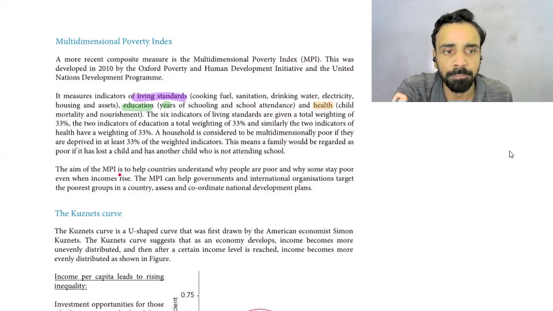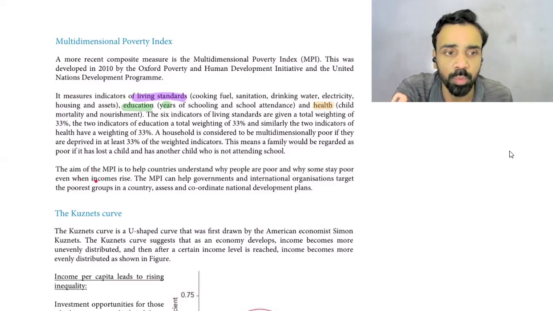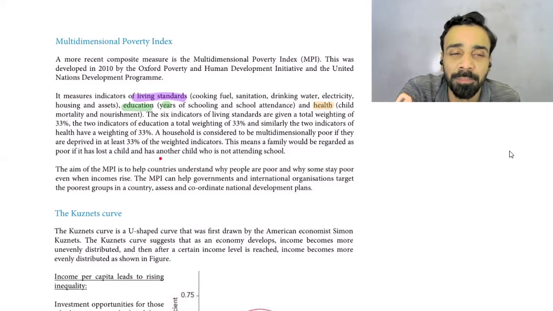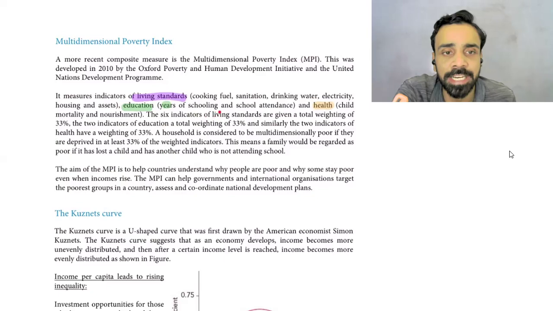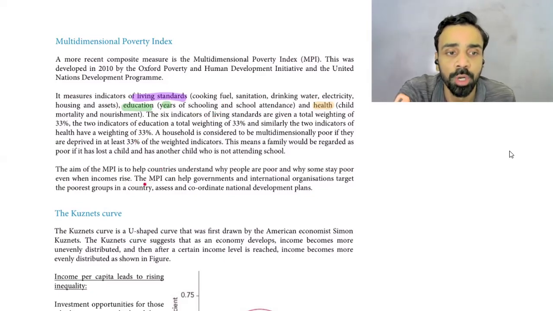So the aim of MPI is to help countries understand why countries are poor and why some stay poor even when incomes are rising. You might have higher incomes, but you don't have access to these things. You will still be on the lower side. Your GNI might be on the lower side, but the state is providing you these things, so your MPI will be much better.